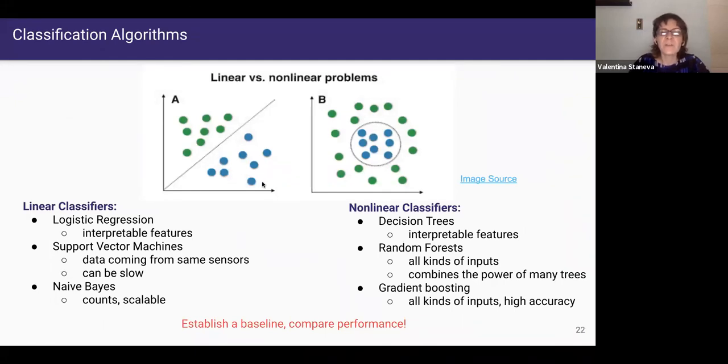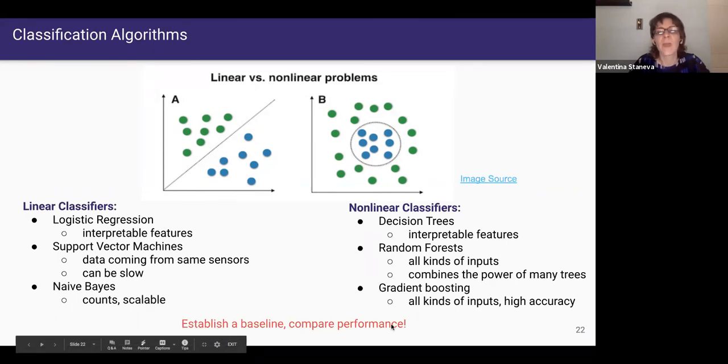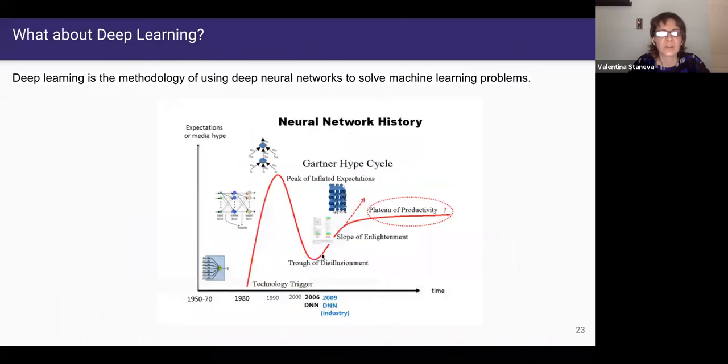I'll say briefly that regarding algorithms, there are many algorithms, but the main thing is that you have to really compare. There's no way to say whether a method is going to work or not. But in general, I recommend trying one linear method and one non-linear method, just so that you see the range of performance. But you actually have to evaluate and see what works.